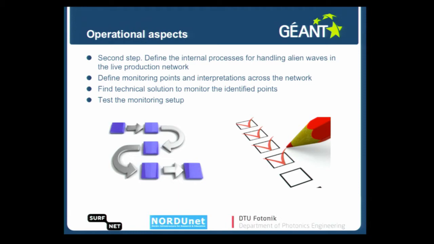As I said, this is ongoing work, so we are now in the phase of defining and making the processes even better. But we also have to define the monitoring points and how we interpret them, and find a technical solution to monitor them. Some conclusions about how we could do that were already pointed out in the report. So it was low-hanging fruit just to get this done.